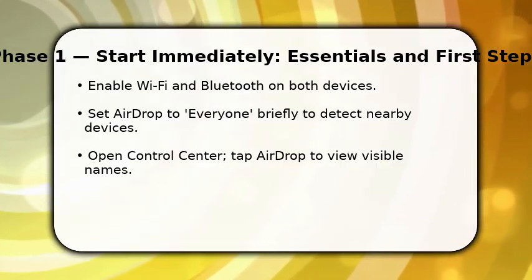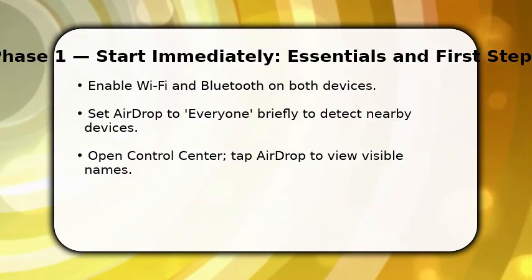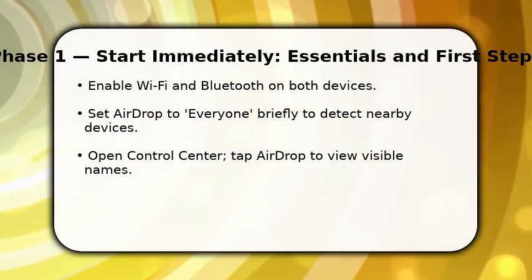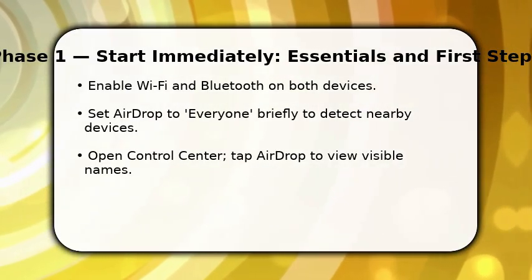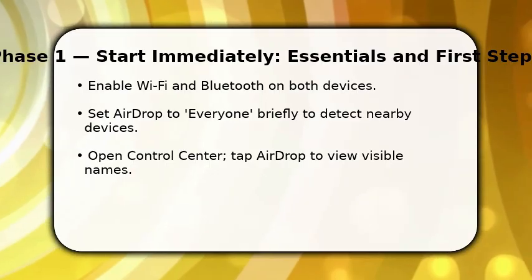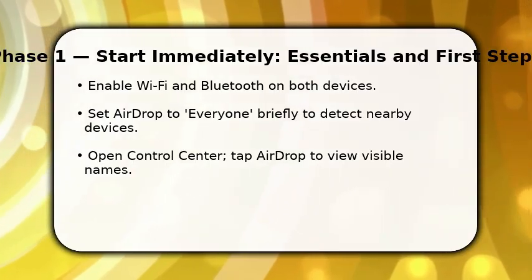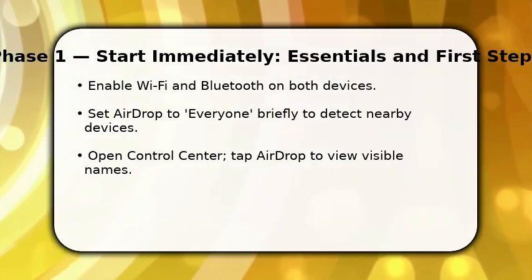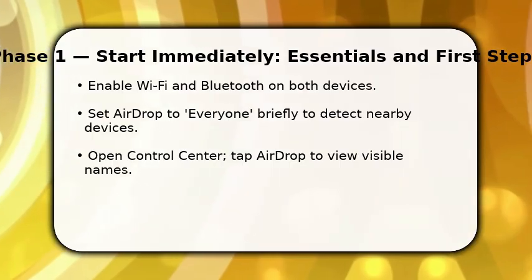You begin by making both devices discoverable. Turn on Wi-Fi and Bluetooth, then open Control Center. Set AirDrop to everyone momentarily so nearby devices appear. This increases detection range. Once you see device names, note any unfamiliar or likely matches.